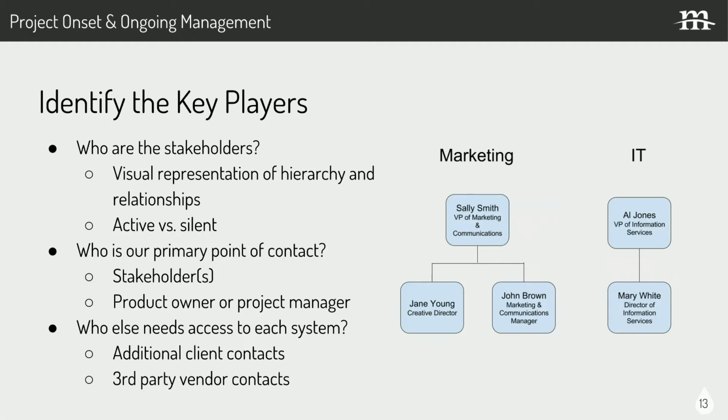Once the stakeholders are identified, we need to know who our primary point of contact is. One of the stakeholders or another individual likely appointed by a silent stakeholder. This might be a product owner or a project manager on the client side. And lastly, we need to know who should have access to various systems like Jira and Confluence, or the repository management like Bitbucket or GitHub.